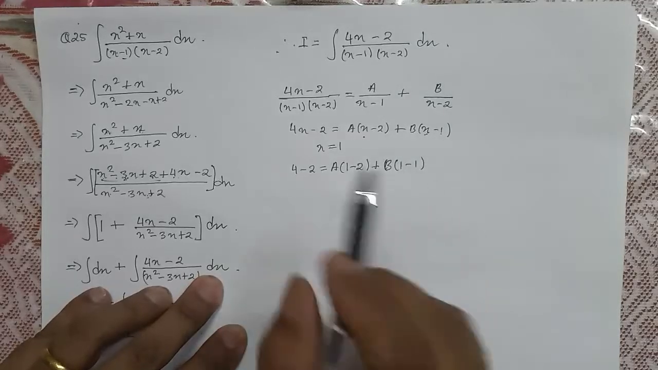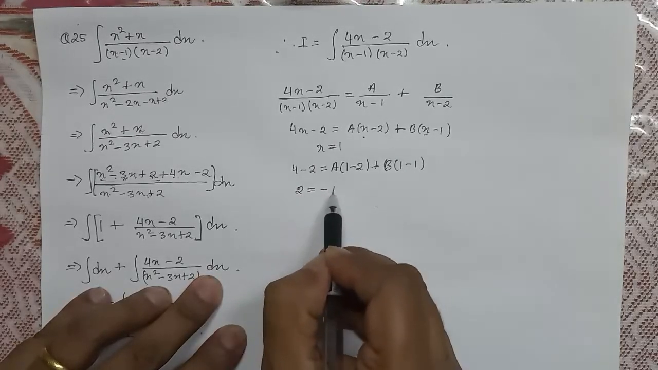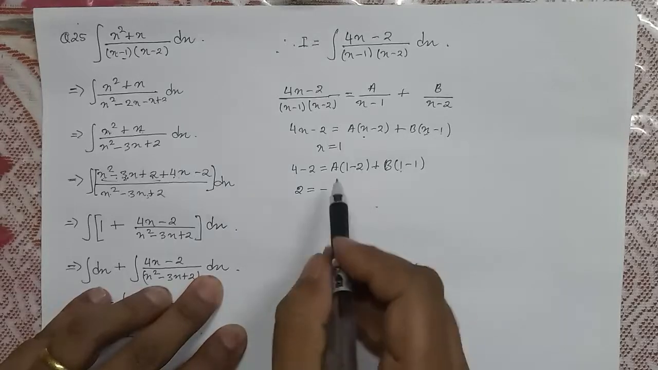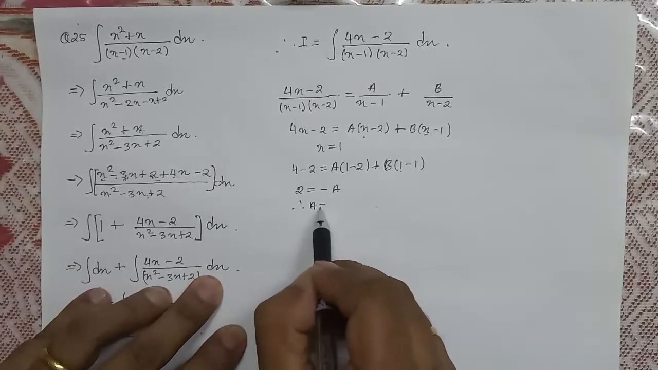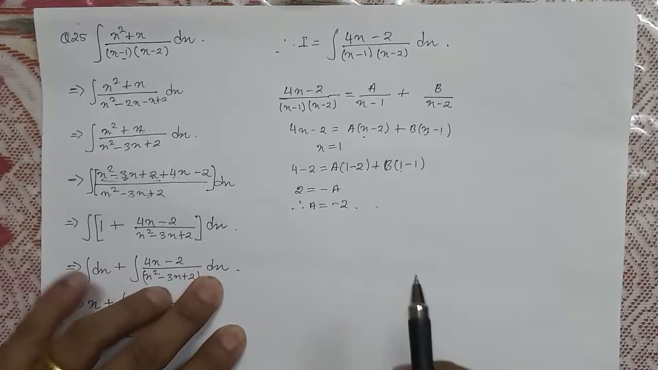This one will be 0. It is 2 equals to minus a. This is 0. Therefore, the value of a is minus 2.